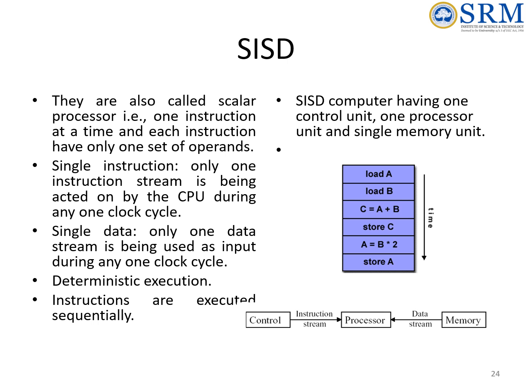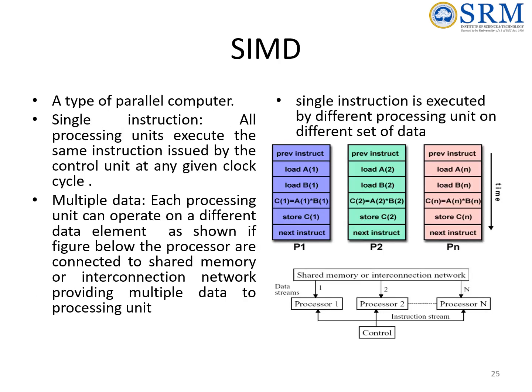So in SISD, these are called scalar processors, one instruction at a time. Each instruction has only one set of operands. Single instruction means only one instruction is being executed on the CPU during one clock cycle. Single data means only one data stream per clock cycle. So this is the flow. If you see this program, this is an example of single instruction and single data.